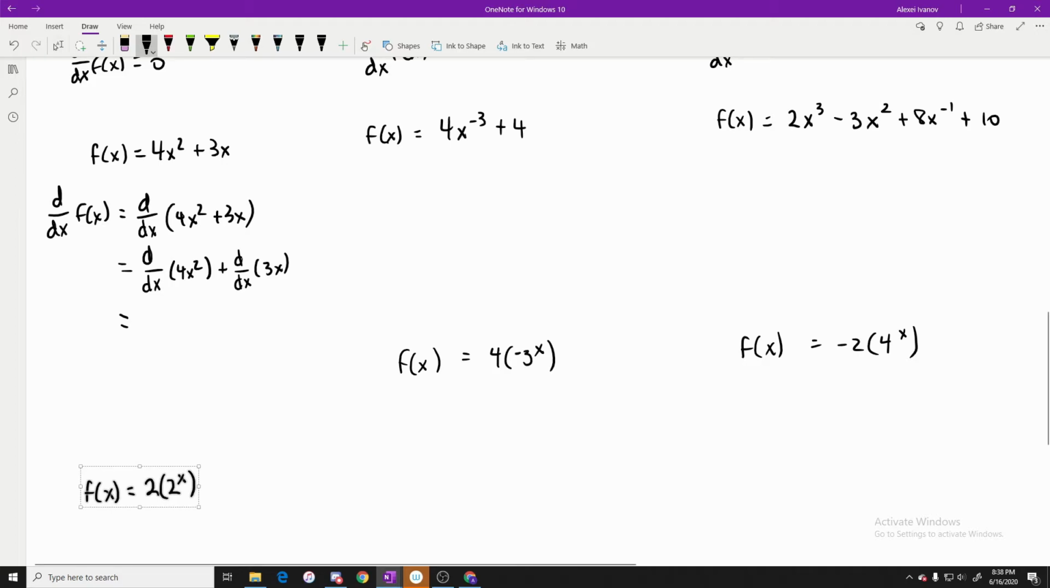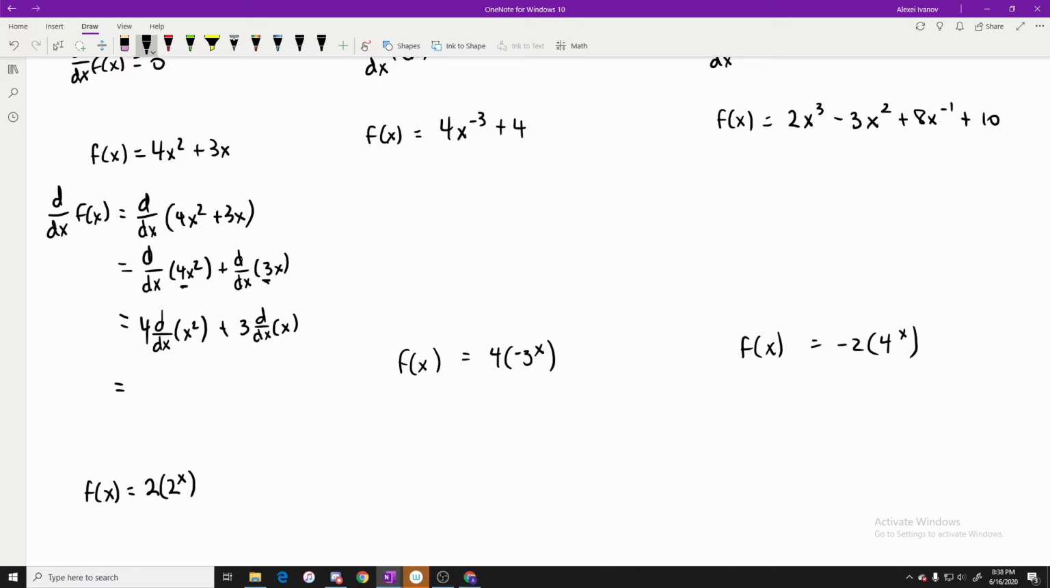So now we have these two derivatives to deal with by themselves, and again we can simplify this even further because it is a constant multiple. So let's bring the constant multiple out of the derivative. So we could say 4 times d over dx of x squared plus 3 d over dx of just x.